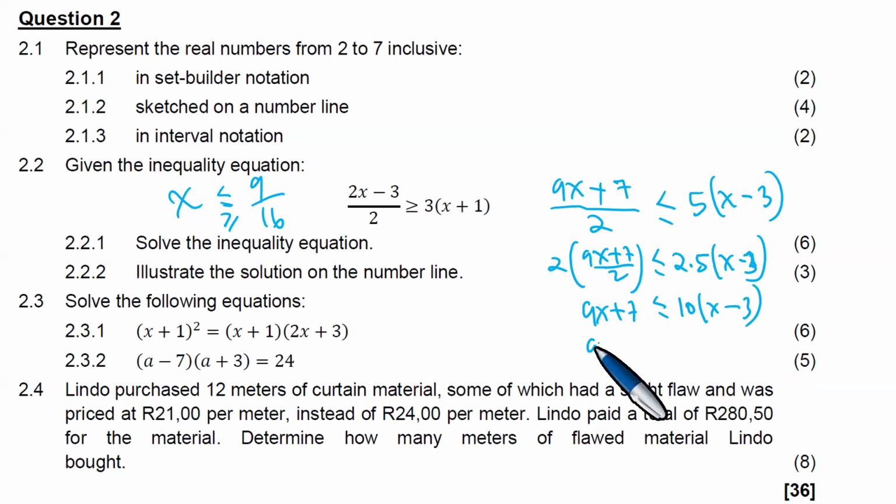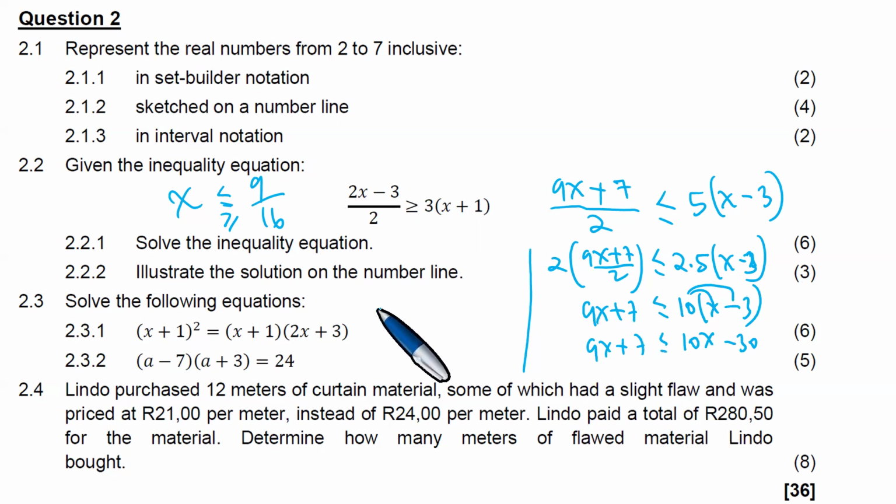Yes, 10 multiplied by x. Well done. 10 times x and then 10 times 3. 10 times x gives us 10x, and 10 times 3 would give us a minus 30.